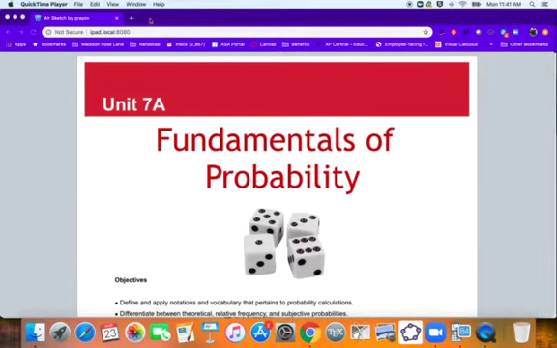Today we're going to talk about the fundamentals of probability. This is Unit 7, Section A, so 7A. I'm going to go through a couple definitions and examples with you.